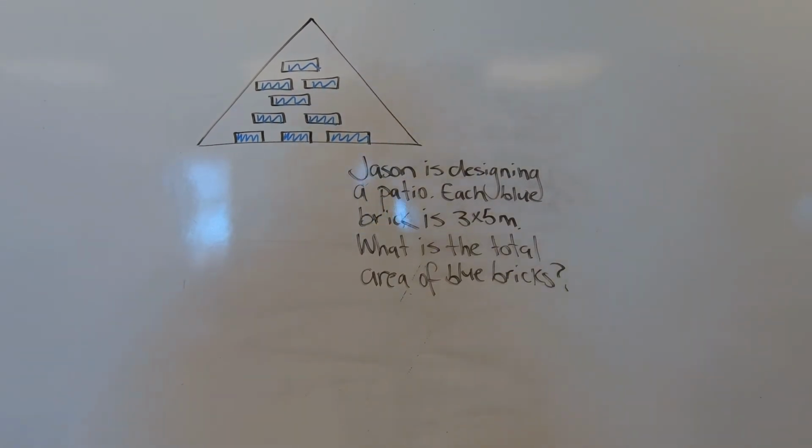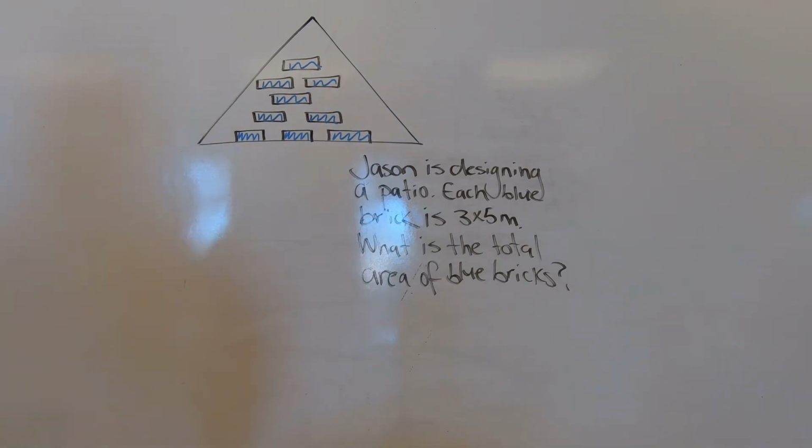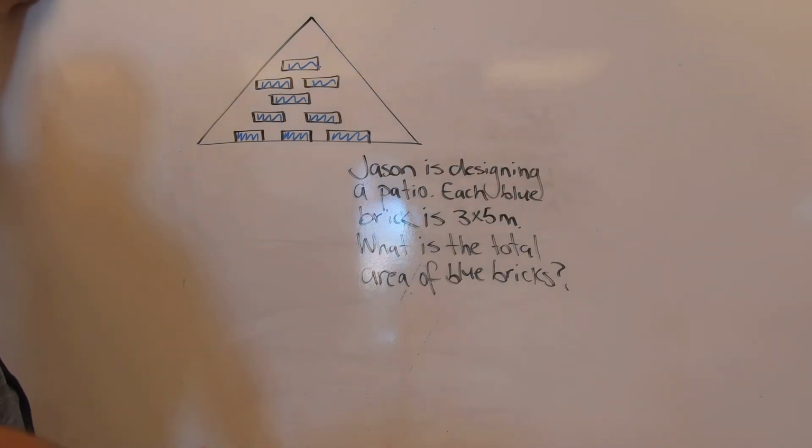So this one is, Jason is designing a patio. Each blue brick in this patio is 3 by 5 meters. What is the total area of blue bricks? So Jason's designing a triangular patio, maybe in his backyard. He's put in some blue bricks, and he wants to figure out what the total area of those blue bricks is, because maybe he's going to need to pick them up.